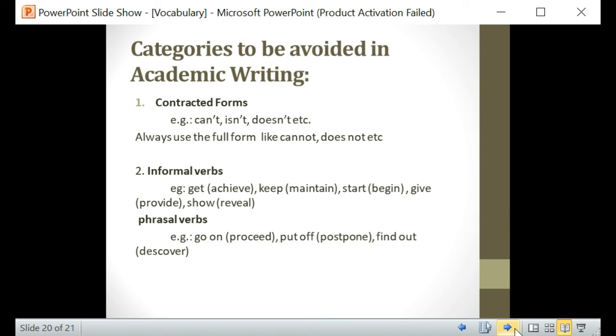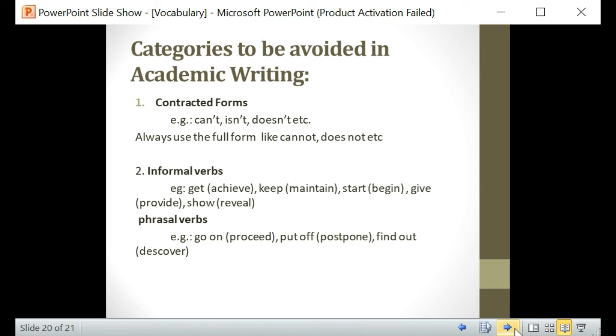Then there are informal verbs. Informal verbs like get, keep, start. All these words are very familiar to us, and we use them in our day-to-day communication. So always use the formal version of these informal words. Instead of get, say achieve. Instead of keep, say maintain.